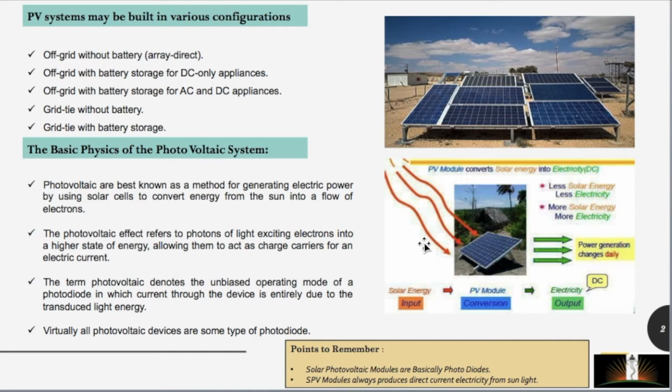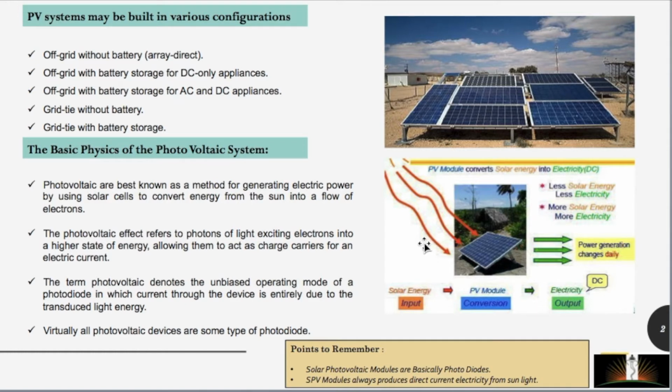The next is off grid with battery storage for both AC and DC. What we do in this case is take the same solar panel, then connect it to an inverter, where the DC is converted to AC. It is again connected to the battery, where the DC voltage is stored. So where we are using AC appliances, the connection is made from the inverter to the AC appliances, and for DC we can take the direct supply from the battery. So here we are using an off grid system with battery storage for both AC and DC, but in this case we would require an inverter.